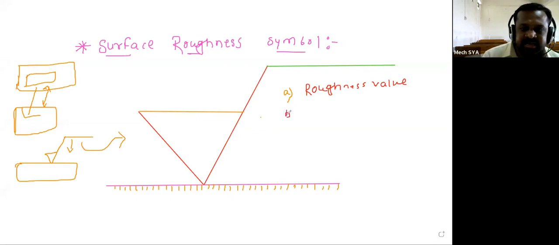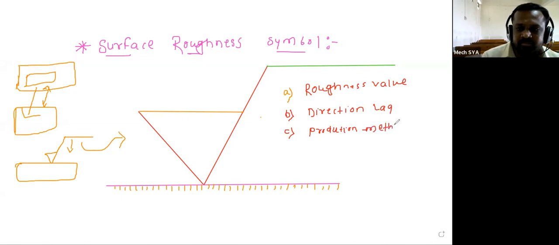Then the second information we will get from the surface roughness symbol is the direction of lay. And what is meant by the direction of lay? That point also I will explain here. Then third is the production method. Then the fourth information is the sampling length. What is meant by the sampling length? That point also I will explain here.